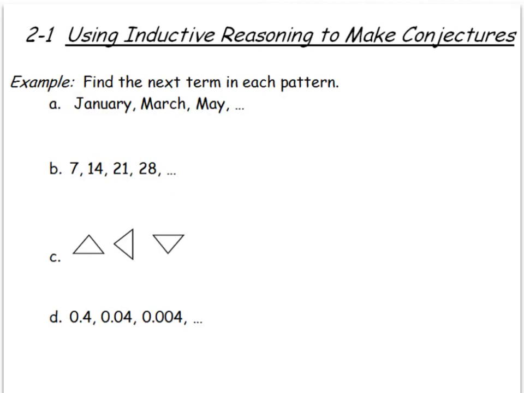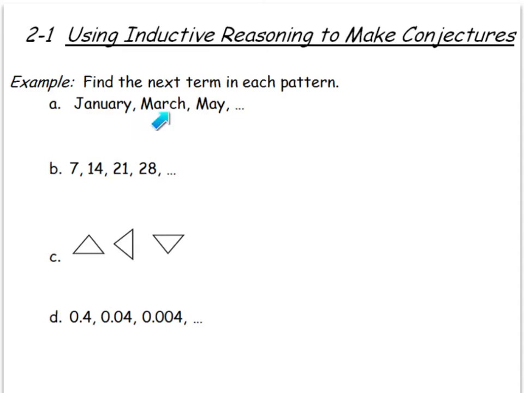So I'm going to run through A with you, and then we'll have you do B through D on your own. So the first one, A. It looks to me as though we've got months listed, and using my prior knowledge, I know that every year starts off in January, and I know, however, the next month that comes after January is definitely not March. It's February. So it goes January, February, and then March. So it seems to me as though we skipped a month.